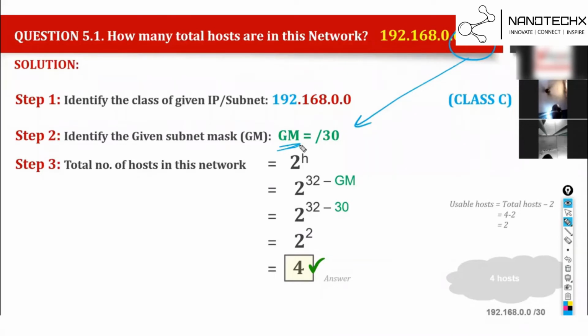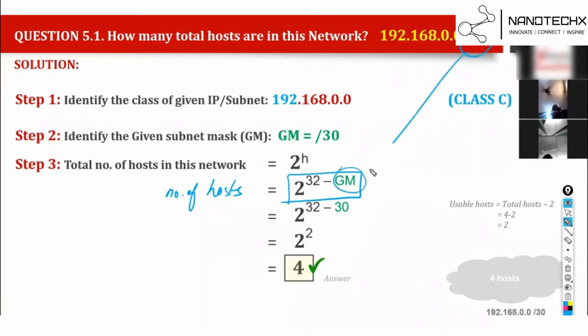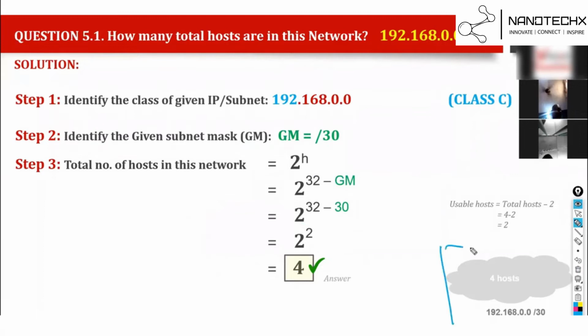Now to calculate the total number of hosts, a very easy formula is 2 raised to power h, where h is equal to 32 minus given mask. So this is always a fixed formula. The number of hosts in an IP address is equal to 2 raised to power 32 minus given mask. So given mask is how much? It is 30, which is written in here. So 32 minus 30 is 2, and 2 raised to power 2 means 4 hosts, which means the IP address will look like this. So this is the network 192.168.0.0/30. It gives us 4 hosts.